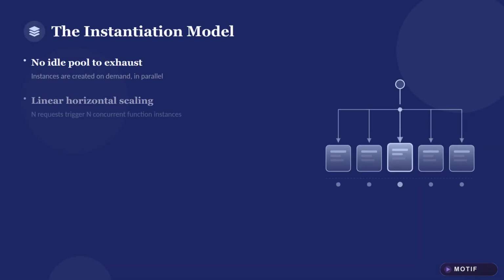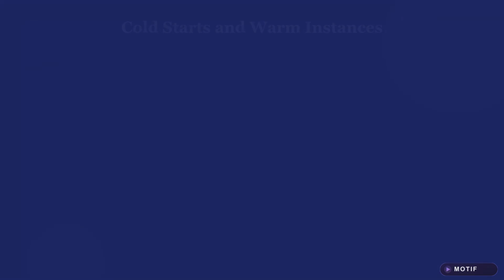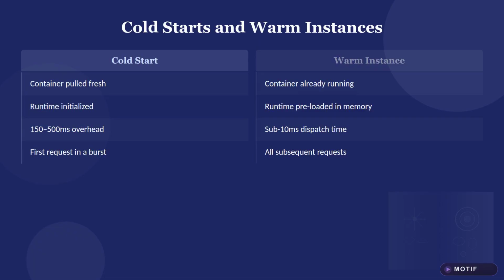When a new request arrives and no idle instance is available, the platform creates one. This is called a cold start. If 1,000 requests arrive simultaneously, the platform creates 1,000 instances simultaneously. The upper bound is not determined by pre-allocated hardware, but by the account's concurrency quota, a soft limit that can be raised on request. A cold start carries measurable overhead.